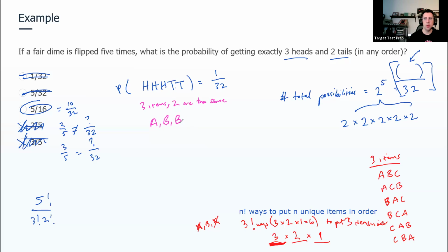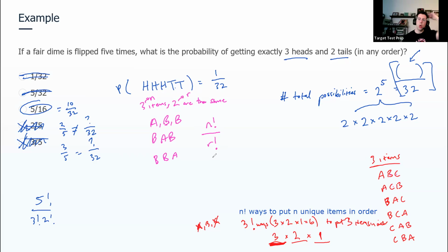Well, let's look. It's A, B, B, or it's B, A, B, or it's B, B, A. That's it. There's only 3 ways to do that, because now instead of having B and C, it's just B and B. So the formula for that is n factorial over r factorial, where n is still the number of items, and r is the number of items that are repeated, that are the same.